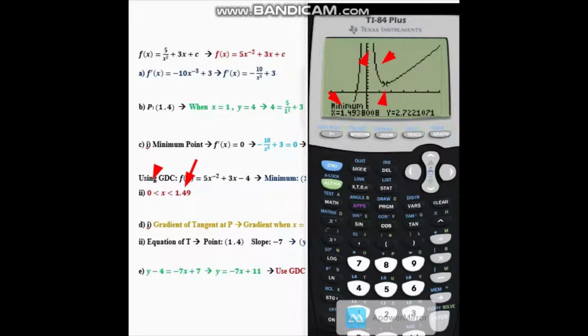You cannot have less than or equal here because the curve doesn't touch the axis, and you cannot have less than or equal here because at 1.49 specifically, the function is not decreasing or increasing because there is a stationary point. So your inequality has to be a strict inequality without less than or equal.